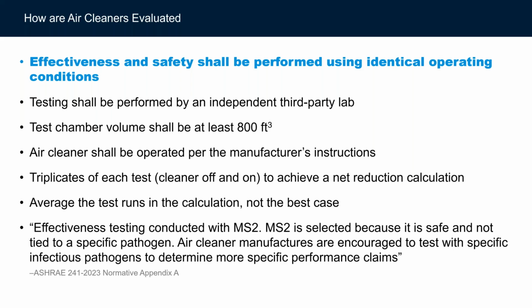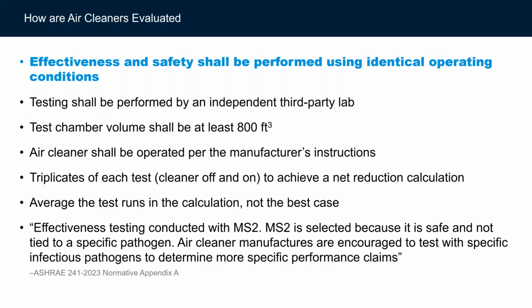As I mentioned, it has to be done in triplicate. And so they do that in triplicate, actually both first with the cleaner off, then with the cleaner on, and you apply all of them as the average to the net reduction calculation between those 2 tests. You can't take the best case scenario. There have been instances where some OEMs have advertised their results, but they were only taking the best of the tests that they did. ASHRAE now is requiring that you average all 3 tests out.